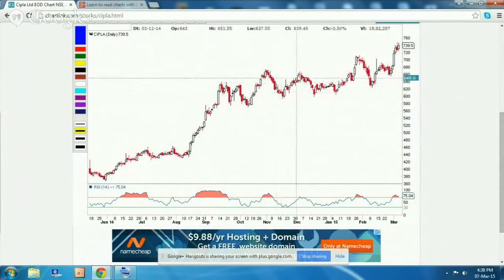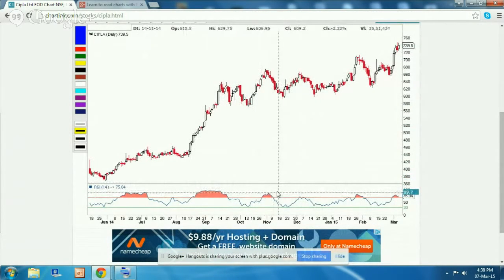After wave 5, there is this sideways correction, which probably has ended here and looks like a triangle A, B, C, D, and E. And then again, prices started going up. So little of Elliott we have seen. What else can we see?